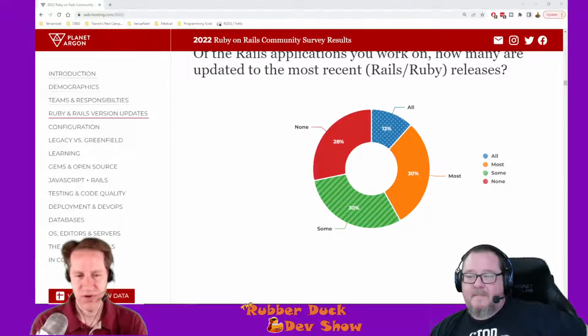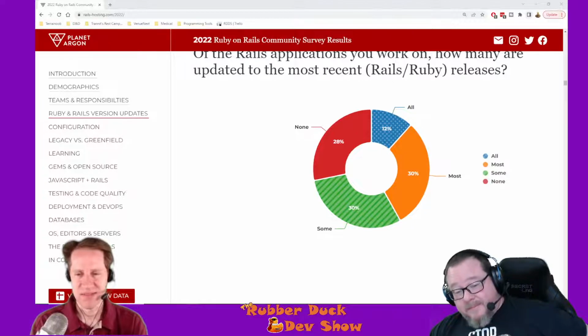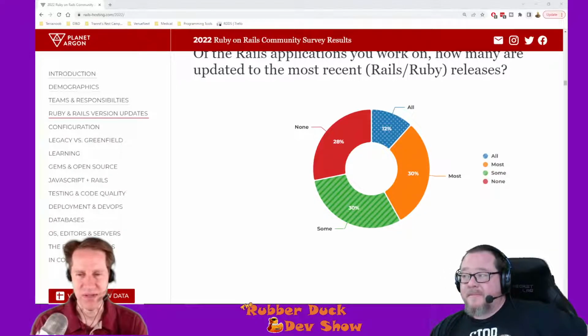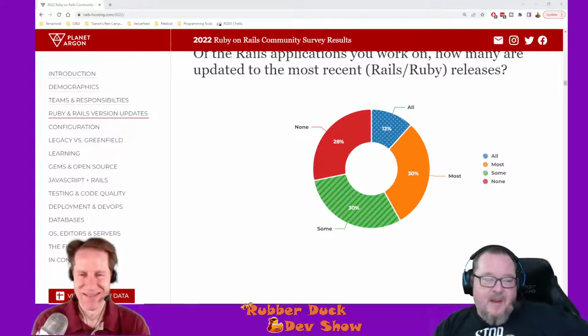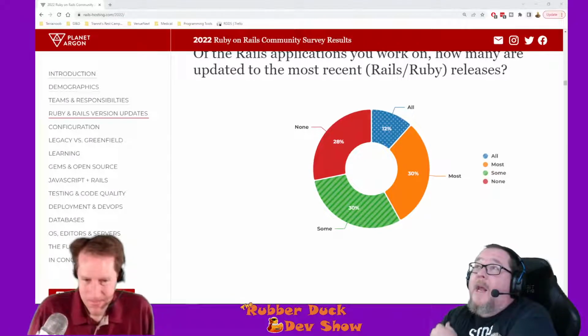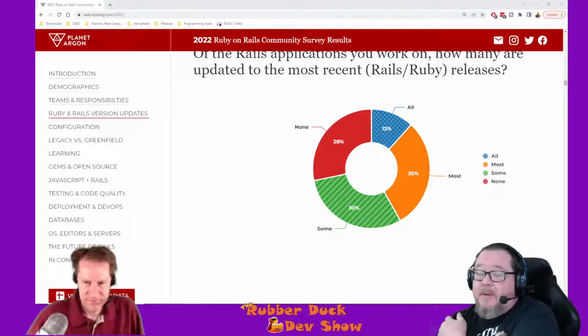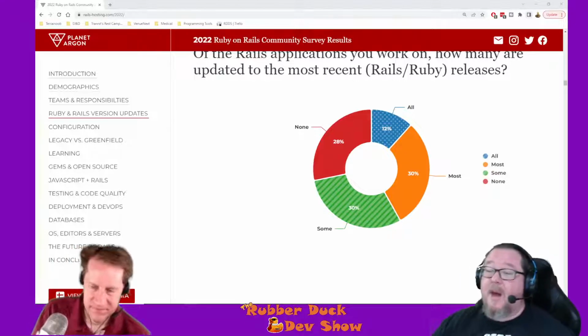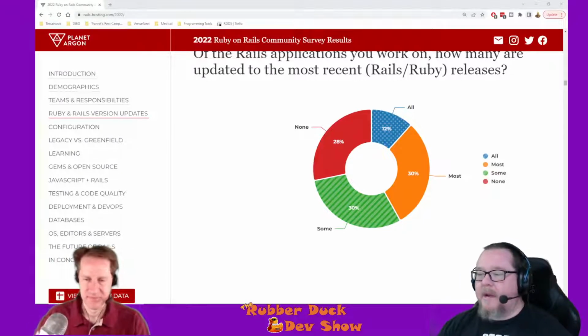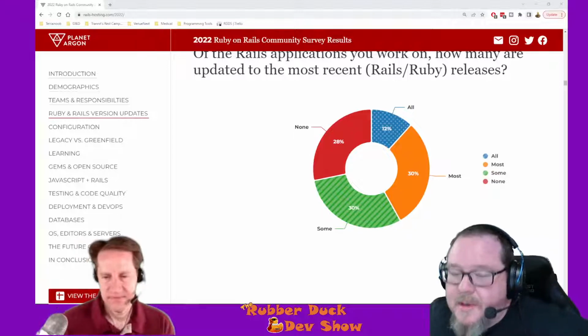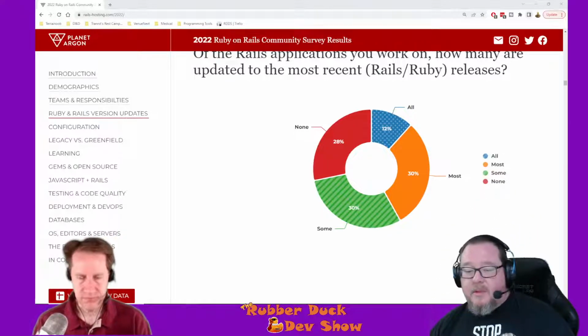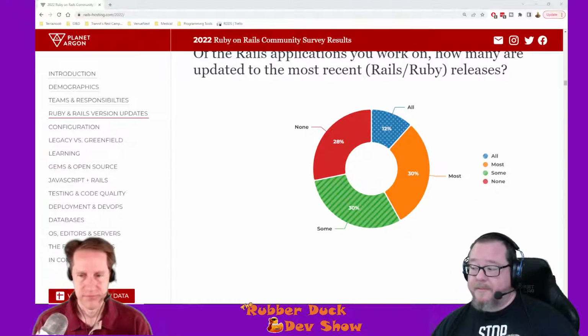I'm frankly surprised none isn't bigger. Again, because it implies Rails 7 and Ruby 3.1. Right. But while I'm surprised, I'm happy to see that, because that means people are adopting this stuff and it's getting a good workout sooner rather than later. So that's a good thing, I think.